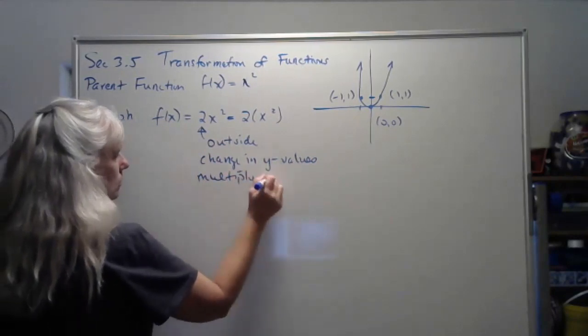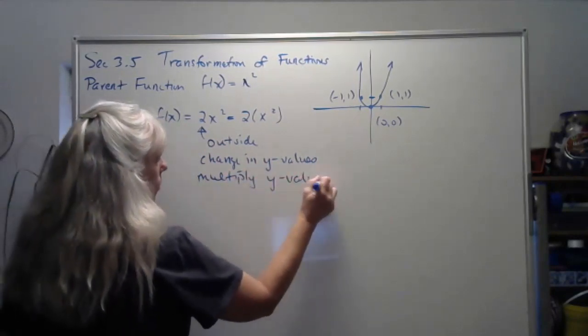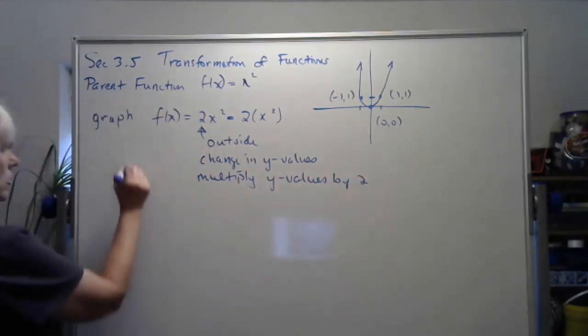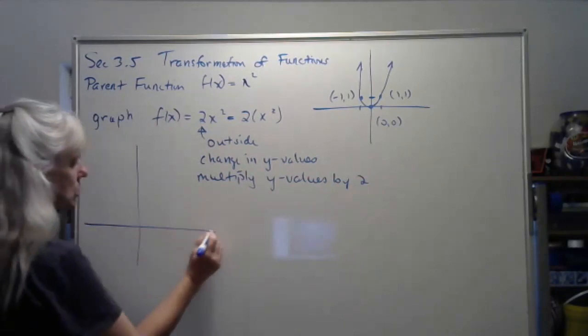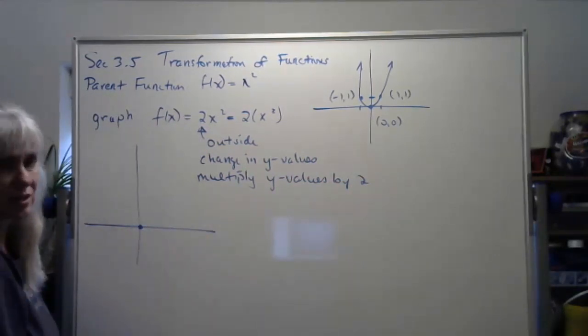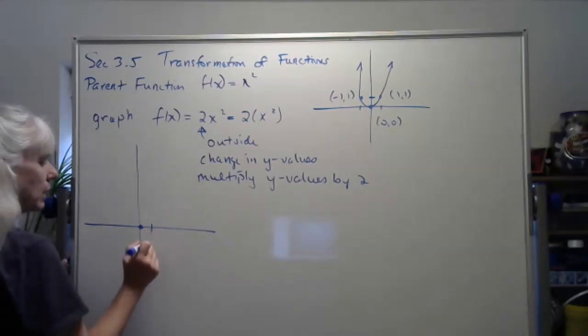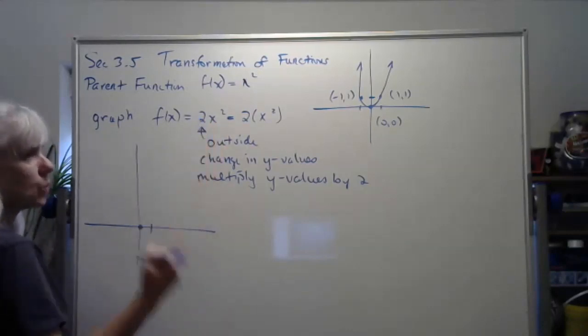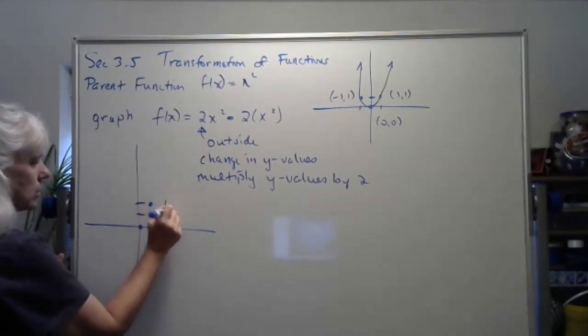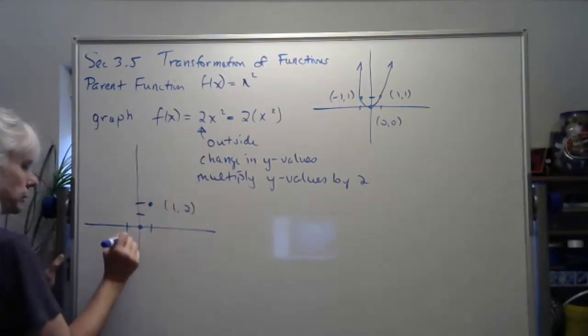Multiply y values by 2. So I'm not going to touch the x values. I'm still going to plug in a 0. I'm going to output a 0. Nothing's going to change there. But when I plug in a 1, 1 squared is 1, and then I would multiply it by 2, and I'm going to get a 2 over here. So this is the point 1, 2.